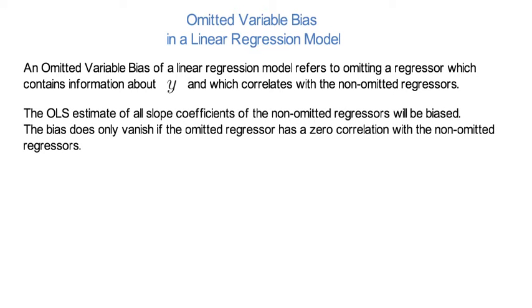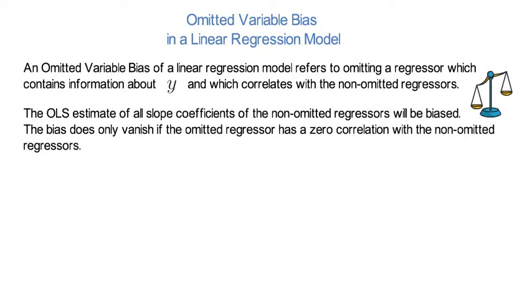The OLS estimate of all slope coefficients of the non-omitted regressors will be biased. The bias does only vanish if the omitted regressor has a correlation of 0 with the non-omitted regressors. Now let's look at the math.